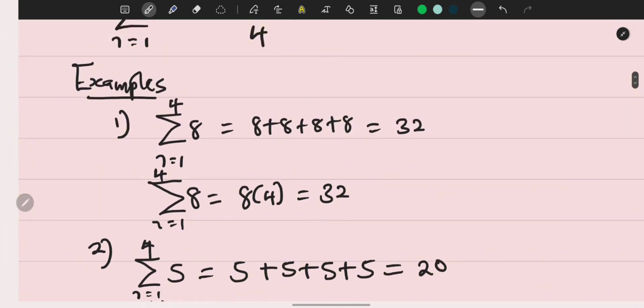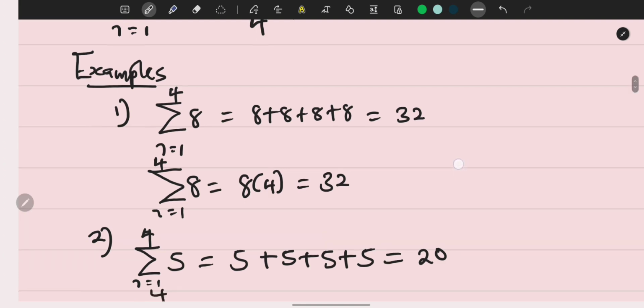So whenever you have the sum of constants from 1 to n, the result is going to give you the product of that constant and the last value, which happens to be n.